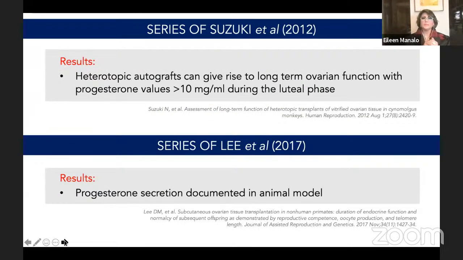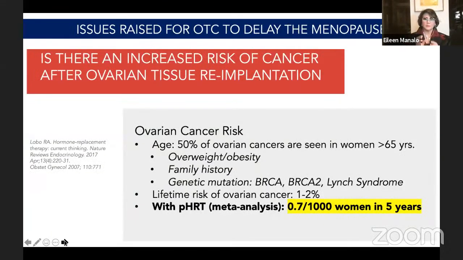Likewise, Suzuki from Japan, who's been doing vitrification of this ovarian tissue, found that heterotopic autografts can give rise to long-term ovarian function with progesterone values more than 10 milligrams per ml during the luteal phase. And lastly, Lee also reported progesterone secretion in his animal model study.